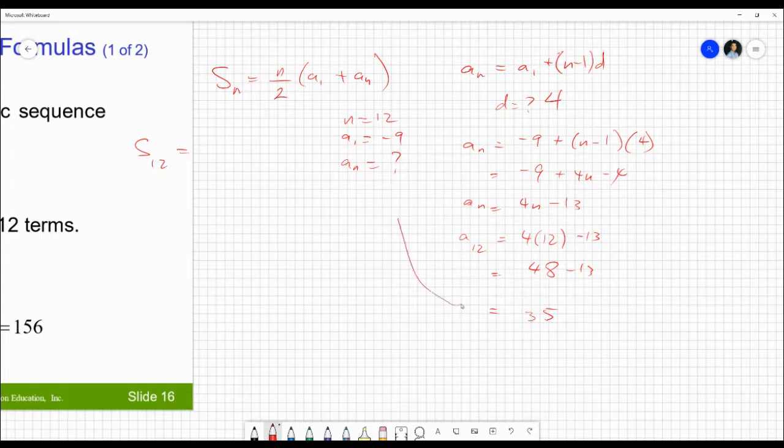So now let's go back to the series formula and plug it in. So N here is 12 divided by 2. First term is -9. Last term is 35. Simplify: 12 over 2 is 6. This here gives us 26. So it gives us 156, which we got right here.